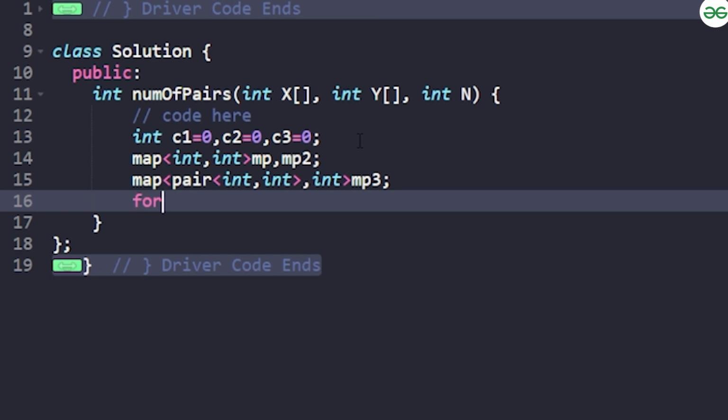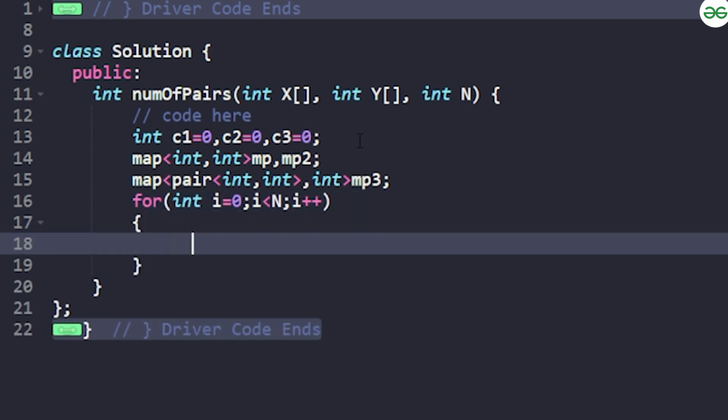Because you need to subtract them from the final answer. So you will start iterating, and what you will do is iterate through all the endpoints. Int i starts from 0 and i is less than n, then you do an i++, and you will count one by one, right?